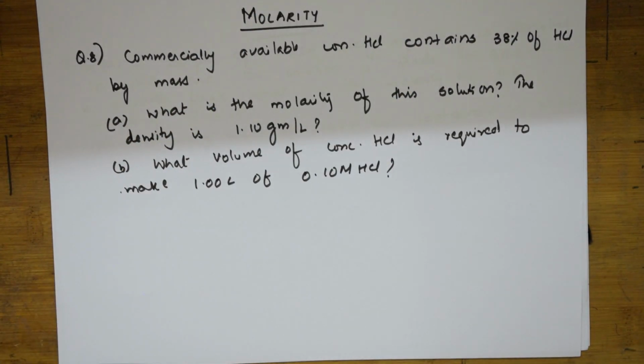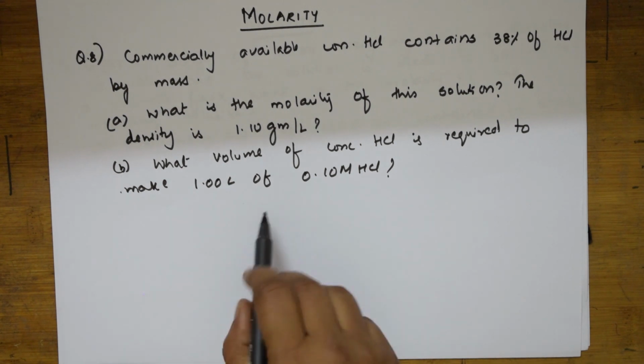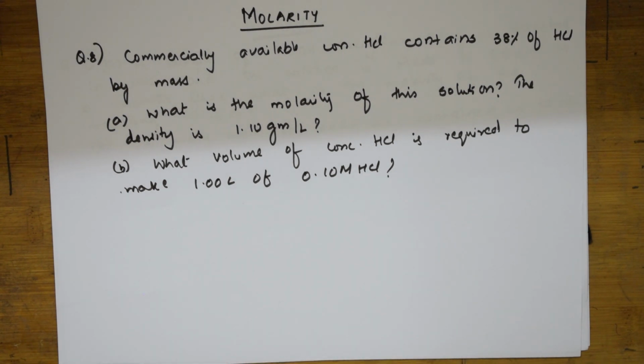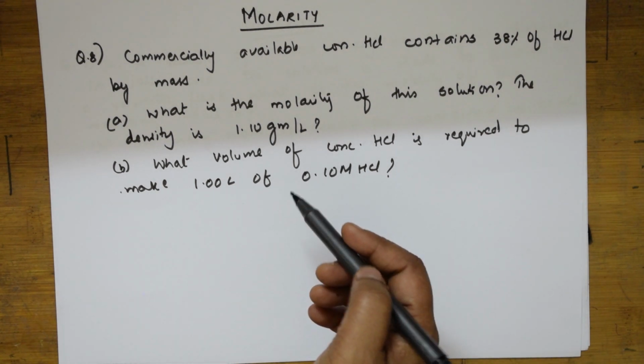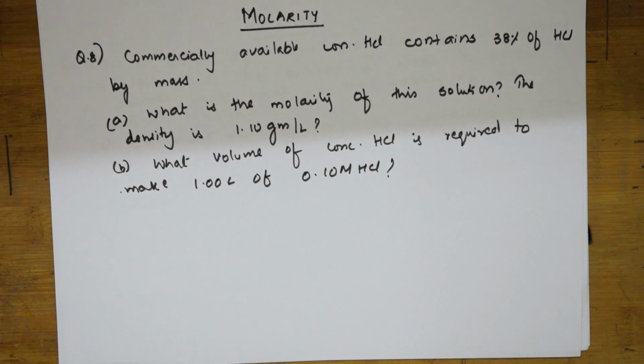Next question. Commercially available concentrated HCl contains 38% of HCl by mass. What is the molarity of this solution? Density again is given. Same variety of question. What volume of concentrated HCl is required to make 1 liter of 0.1 molar HCl? Fine. So in this question, what should you do? You need to find the molarity, and you also need to find the volume, isn't it? Yes. So let us do it step by step.